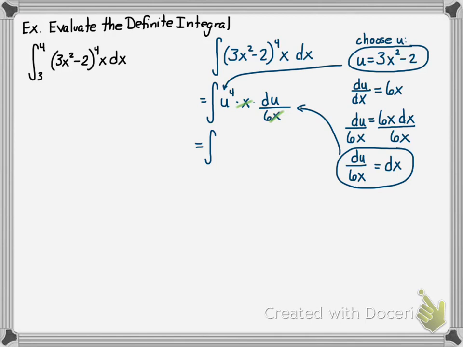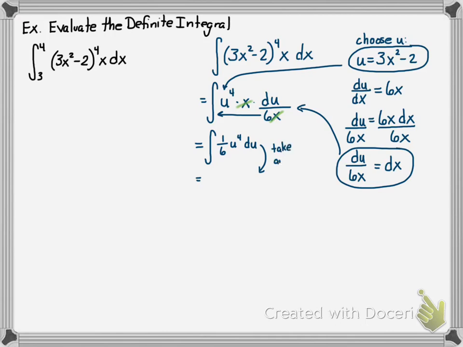And I want to clean this up, and the one thing that I want to do to clean this up is bring that 6 to the front. Now the 6 was in the denominator, so it's got to stay there. So I have 1/6 u to the fourth du. Great. I have changed my integral entirely in terms of the variable u. There are no more x's, and I've cleaned this thing up. So now I'm ready to take my antiderivative.